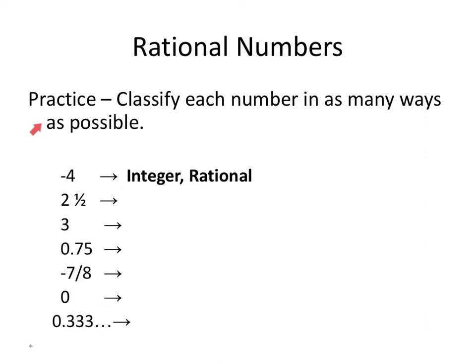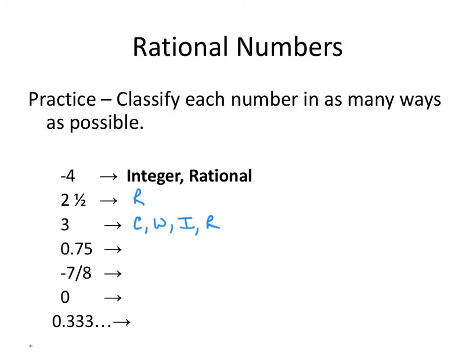Okay, let's look at some examples of rational numbers. We're going to classify each of these numbers in as many ways as possible. And I'm going to use just the first initial for each category just to speed things up. Our first example is -4. -4 belongs in the category of integer, and it is also rational. 2.5 is a fraction, or you could also write it as a decimal, so this is rational. 3 belongs in many categories. 3 is a counting number, it's a whole number, it's an integer, and it's also rational.